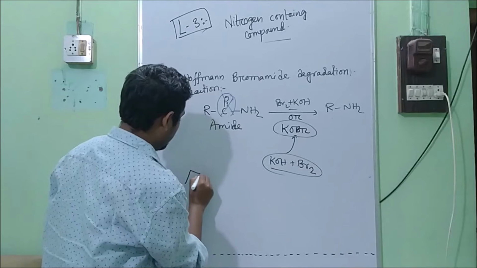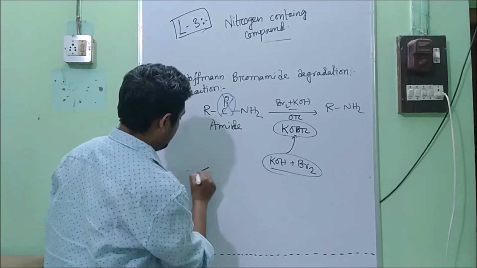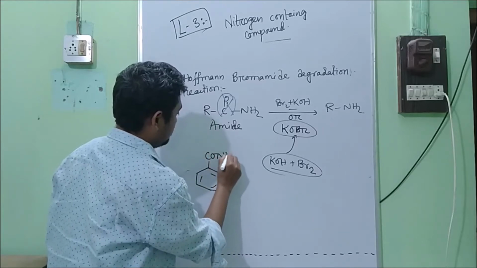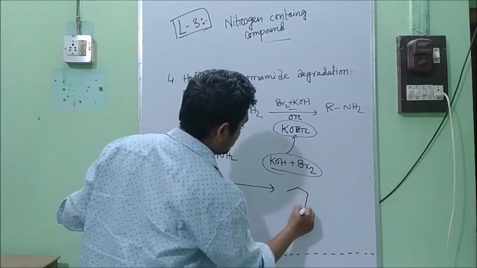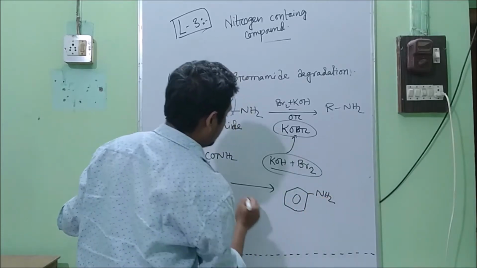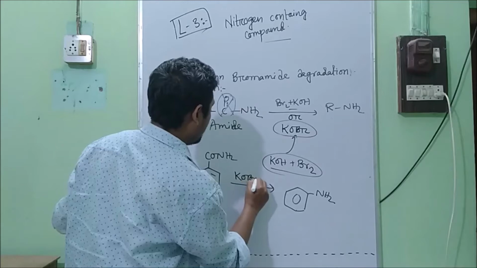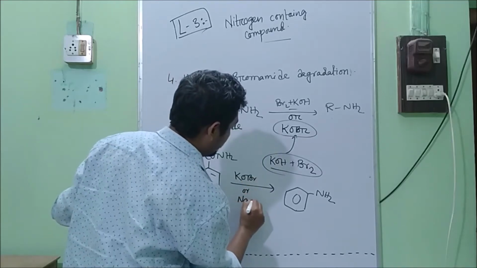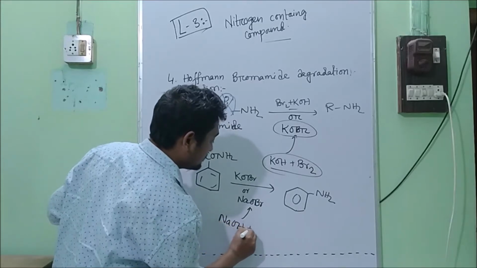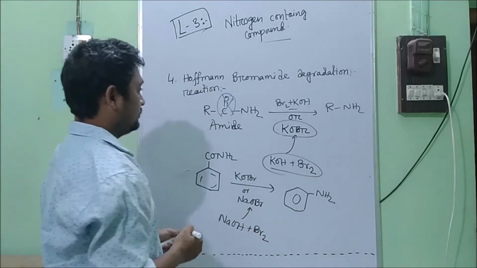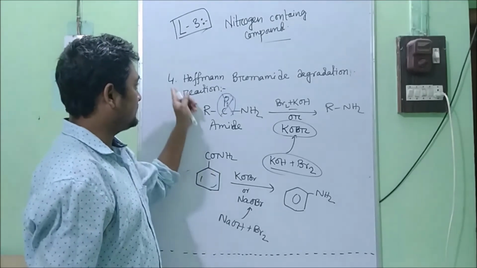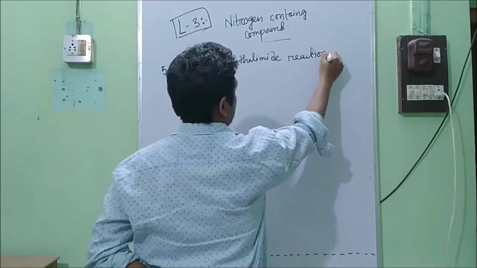Again for aromatic, it will convert into NH2. Reagent is same, KOBr or NaOBr. NaOBr means NaOH plus Br2. Both of them you can use for this reaction.